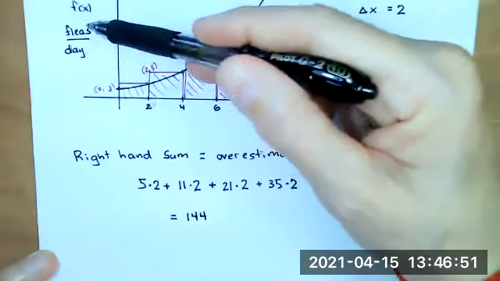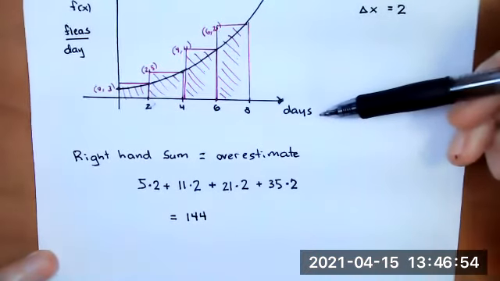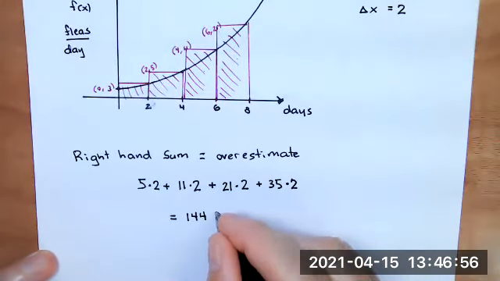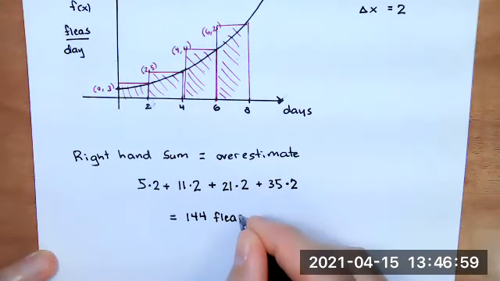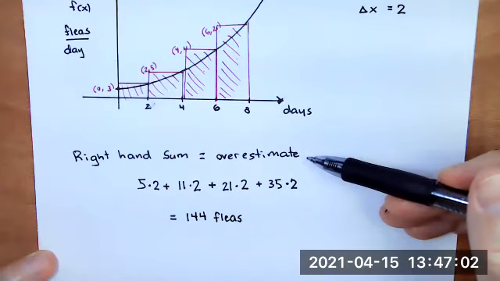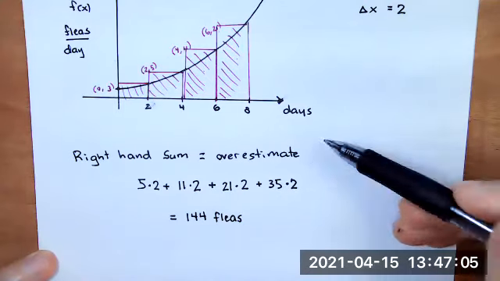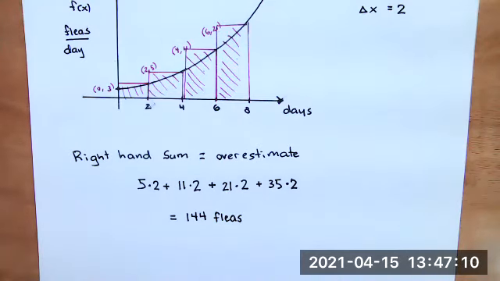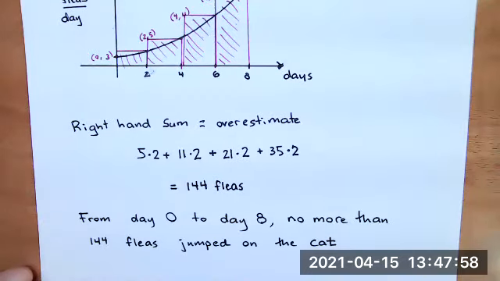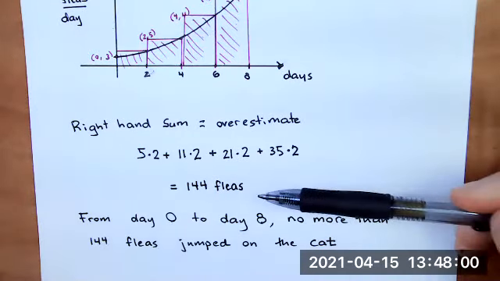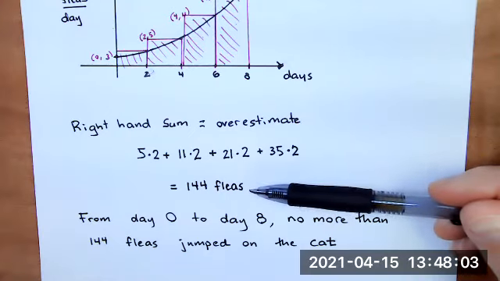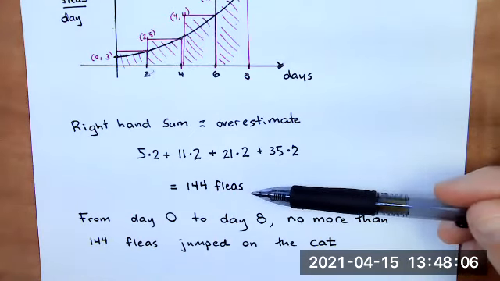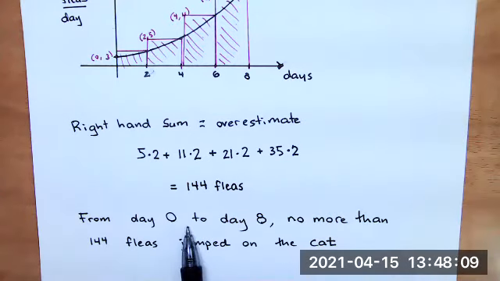We're multiplying fleas per day times the number of days. So the days cancel. And this is an overestimate of the number of fleas that jumped on the cat from day 0 to day 8. So let me write down that sentence. Remember, because this is the overestimate, that's the maximum number of fleas that could have jumped on the cat. So from day 0 to day 8, no more than 144 fleas jumped on the cat.